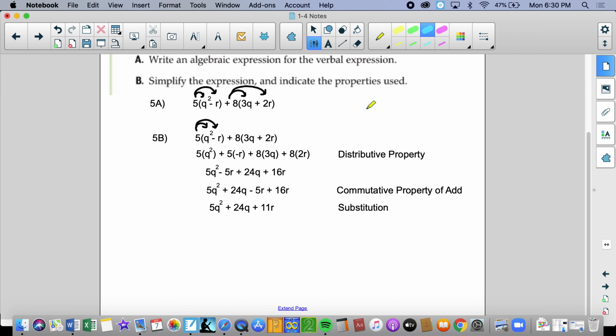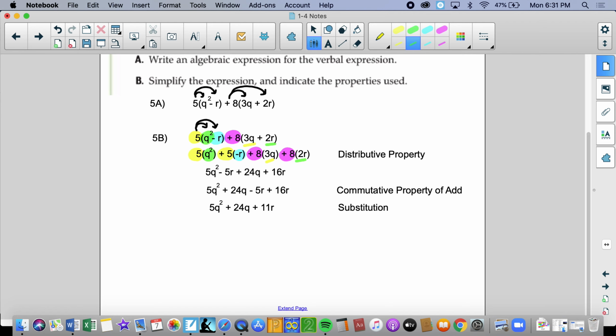And we continue to see whatever is on the outside gets distributed to the two things on the inside. To the negative r. On the outside is a positive 8. We're going to distribute the positive 8 to the two things on the inside, 3q and 2r.